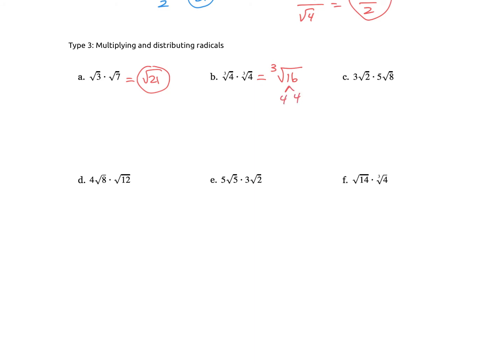So 16 is 4 times 4. Each of the 4s is a 2 times 2. And I notice that I do have 3 2's. So a cube root and a cube are opposite functions. Since there's 3 2's, it means that the 2 can come out. And the only thing left inside of the cube root is this extra 2.